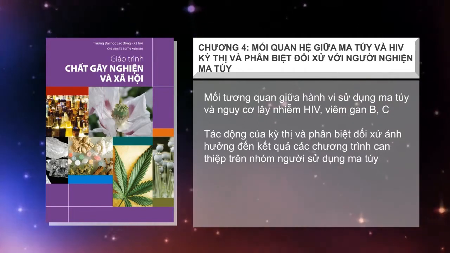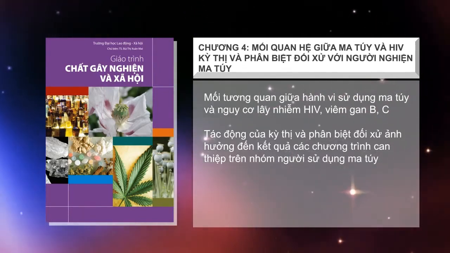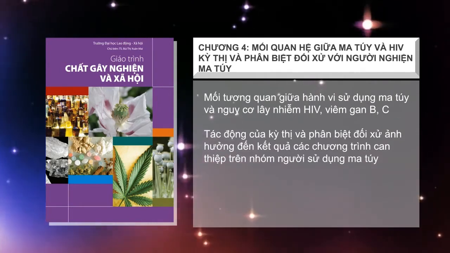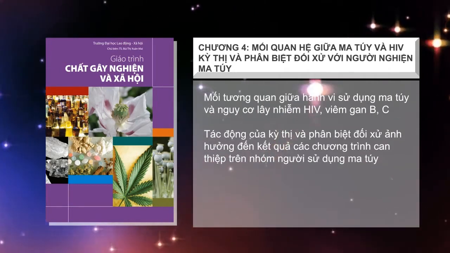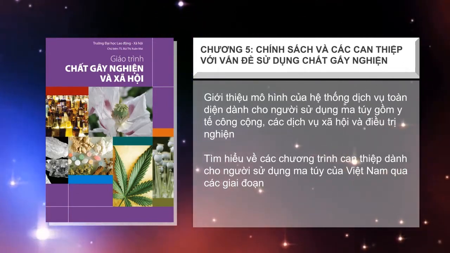Chapter 4 explains the relationship between drug use behaviors and the risks of HIV, hepatitis B and C transmission. This chapter also covers the effects of stigma and discrimination on the access and utilization of interventions for drug users.